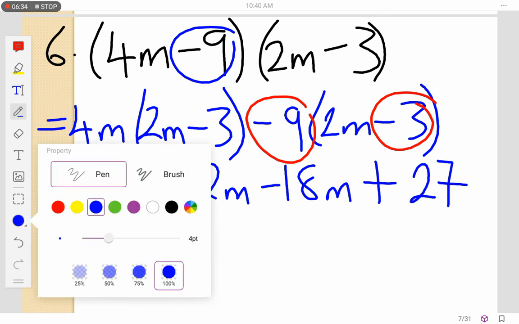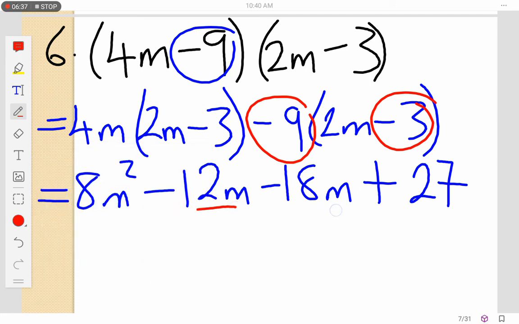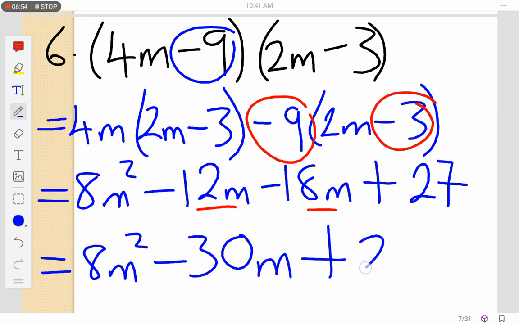Now we have similar terms, m here, m there. Let's add them together. We have 8m squared minus 12m minus 18m. What do we get? We get minus 30m. Then we have our plus 27. So this is our final answer, like that.